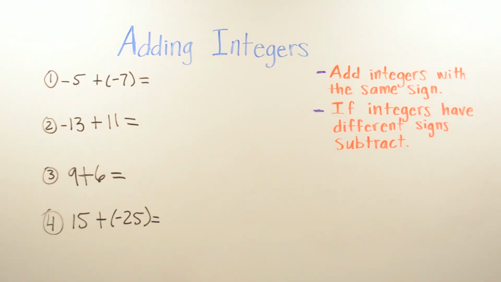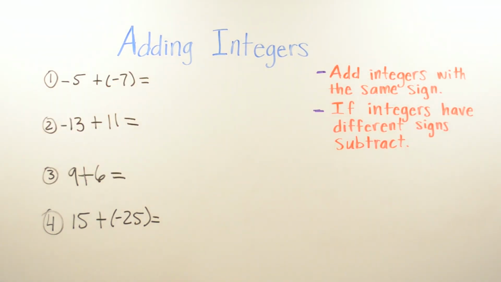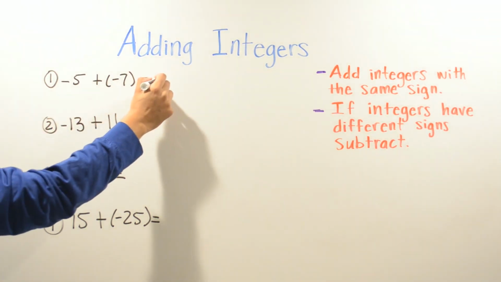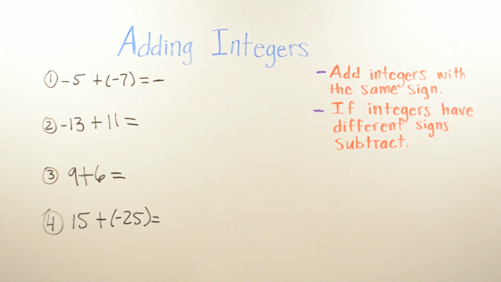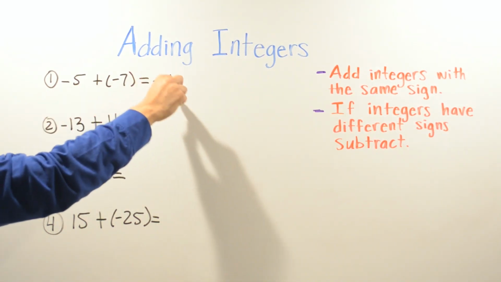Okay, so for number 1, we have -5 plus -7. As you see, we have two negative signs, so we're just gonna go ahead and add them because they're the same signs. So our answer is going to be negative, and we're just going to add 5 plus 7, which is going to be 12.